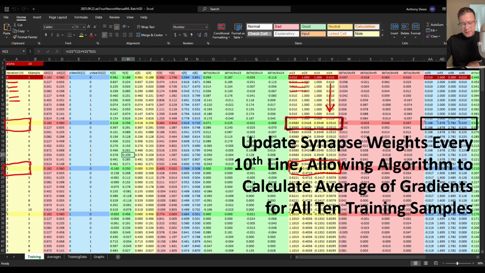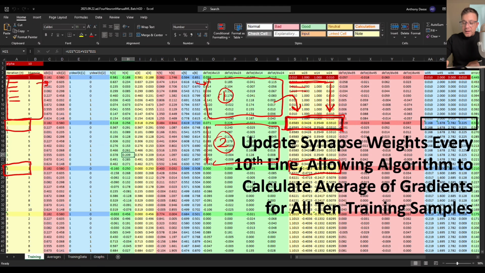Now, what's the reason for this? Stochastic gradient descent employs only a single randomly chosen sample from the training data set in order to calculate a single set of gradients and update our synapse weights. For batch gradient descent, however, we need 10 rows because we need to calculate 10 sets of gradients, which we then average and use to update our synapse weights. So each group of 10 corresponds to a single iteration and provides the 10 sets of gradients that we ultimately employ to make our updates.